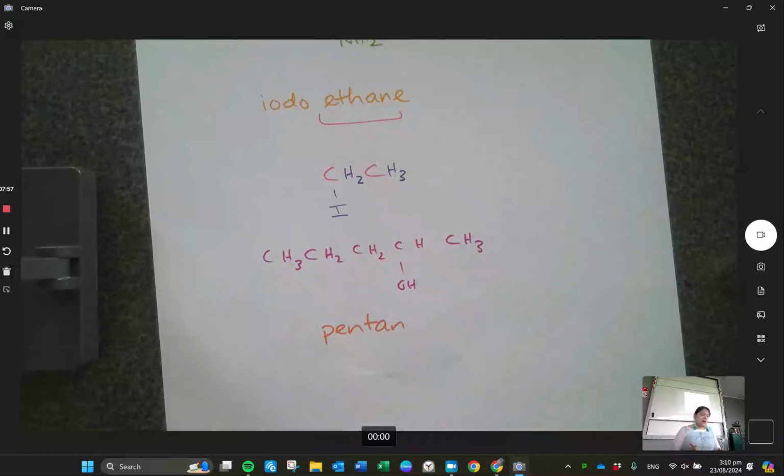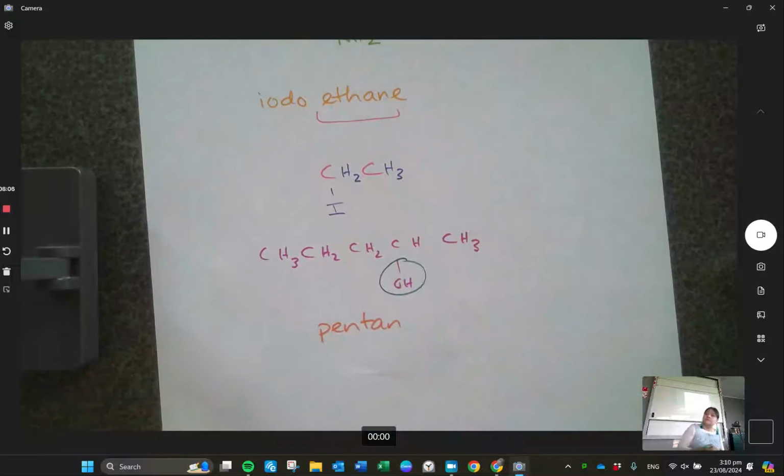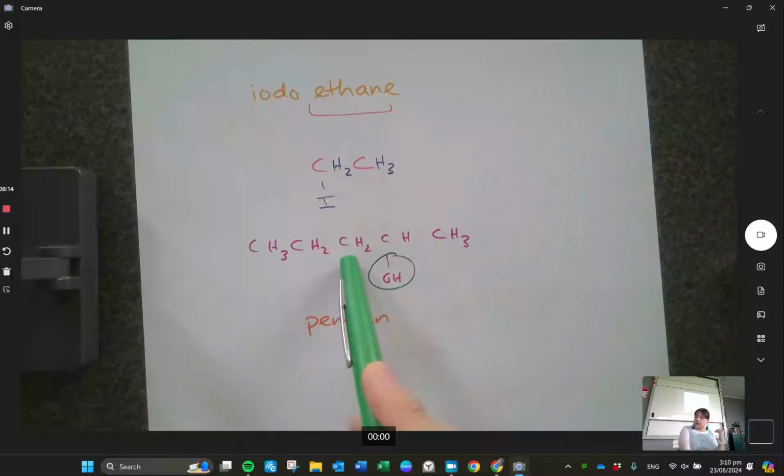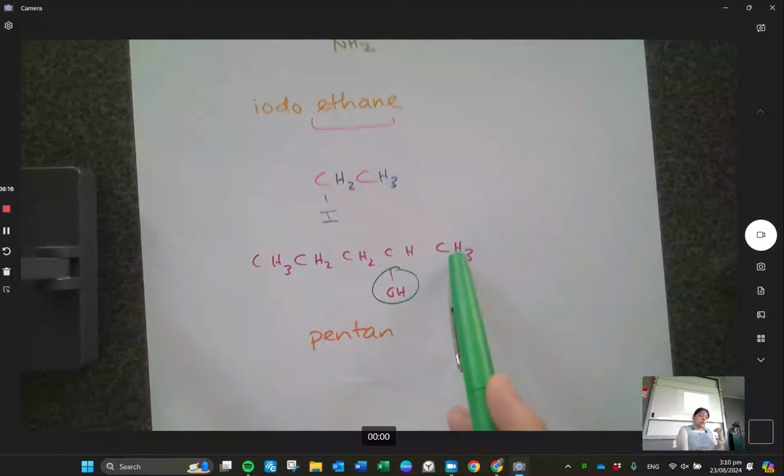Pentane, I should say. And then we need to figure out the change in how we name it. So in this case, we have an OH. This OH is known as an alcohol. There's 2 different ways I can name the alcohol. I do need to specify what carbon it's on because it can be on multiple carbons. It can be on carbon 1, 2, or 3. This is on carbon 1, 2.